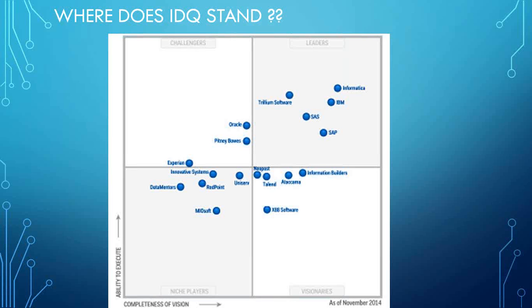And if you see Informatica, it is here. Ability to execute is on the y-axis, and completeness of vision is on the x-axis. Informatica is leading the space. It has this ability to execute, way beyond tools like Trillium or SAS Data Flux. And in terms of completeness of vision, it is almost reaching that stage. If you ask me a couple of years back, SAS Data Flux used to be on top, then Trillium, and then IDQ.